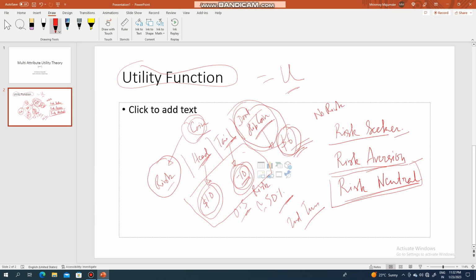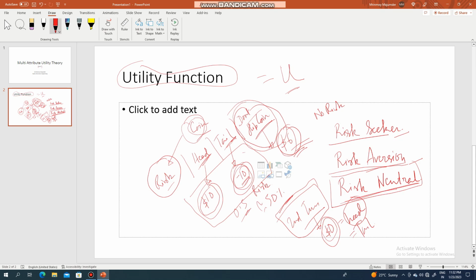there will be no risk. That means $0 will be awarded if head comes, and $0 will be awarded if tail comes. So no difference in that. So this is risk neutral. There is no risk, and there is nothing to avert. There is no need of averting the risk, no need of taking the risk, remain neutral.